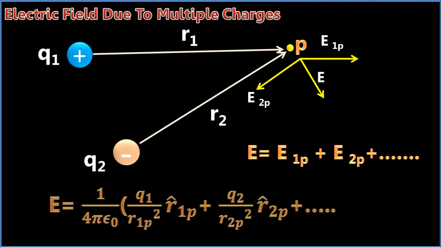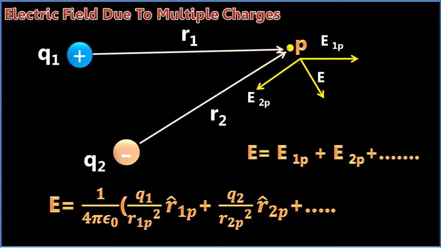E is equal to 1 by 4 pi epsilon 0 into Q1 by r1P square, r1P cap, plus Q2 by r2P square, r2P cap, plus and so on. This is also a direct result of the principle of superposition discussed earlier in case of electric force on a single charge due to a system of multiple charges.